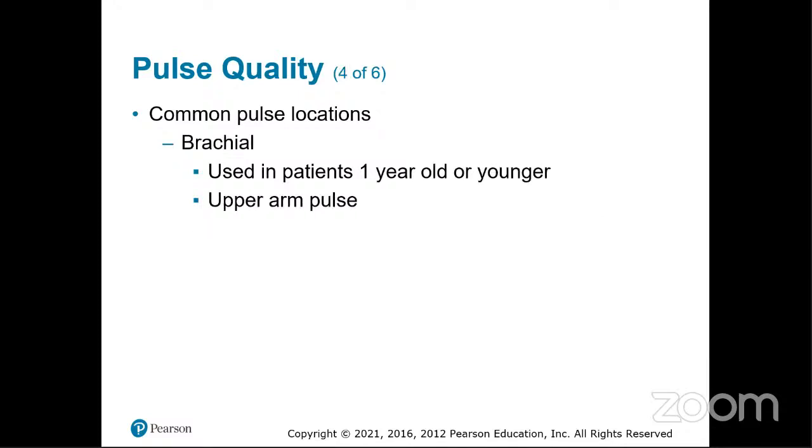Brachial, this is what we're going to use in patients under 1 year. It's the upper arm pulse. The thing I'll tell you with this is if you get a really, really chubby baby, a lot of times their armpits are fairly thin walled and you can feel it, but it can be a little harder to get used to finding it.